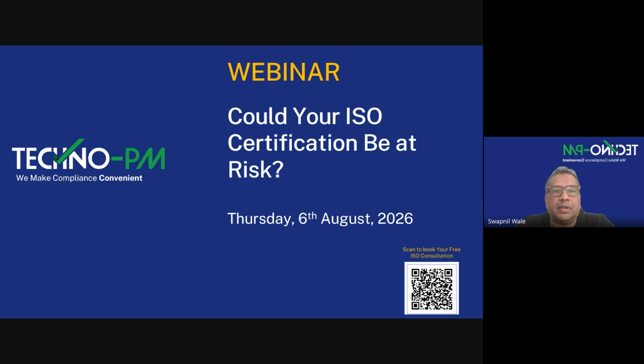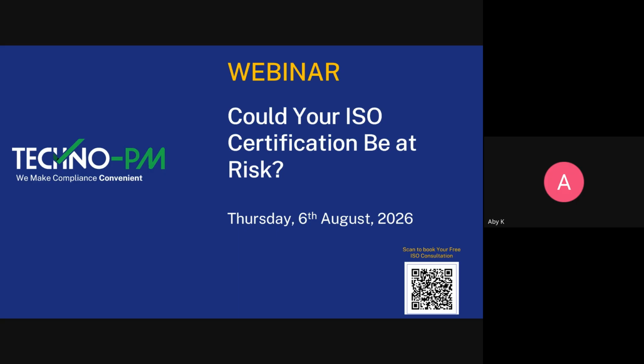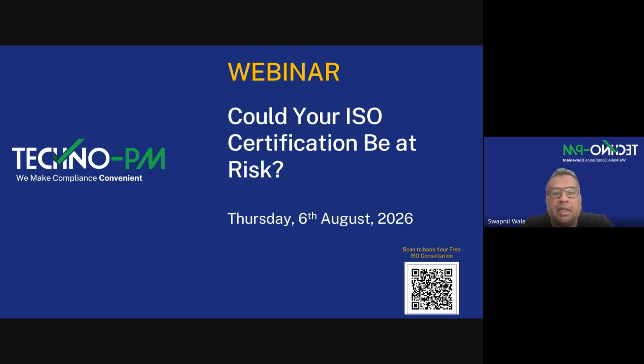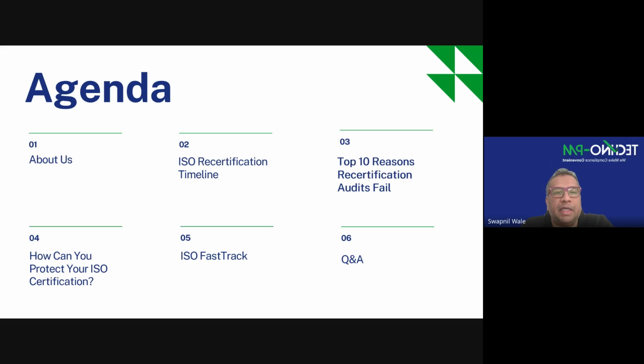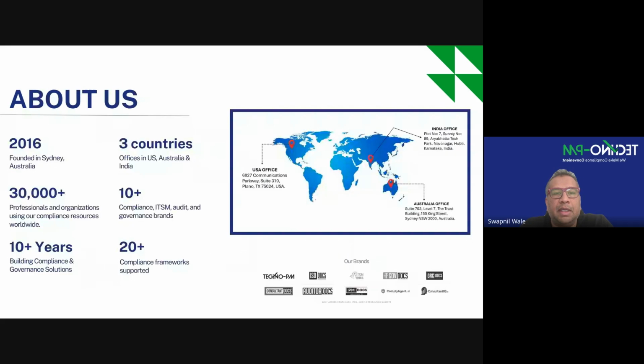Today's discussion is on: could your ISO certification be at risk? Now, the core focus of this webinar is to look at what are the things that you have to do once you get the certification. So let's get started. In terms of the agenda, we are going to talk about us briefly, and then look at the recertification timeline. Then we'll look at the top 10 reasons why recertification audits fail, and how you can protect your ISO certification. And then we'll have a short demo and a Q&A.